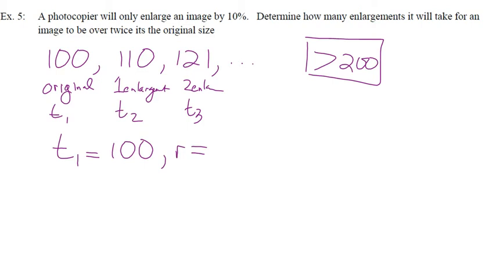1.1. What would R be if we had used 1, 1.1, 1.21, and so on? What's R in this case? Also 1.1. Okay. So our R value doesn't matter what we started with, right? Start with 100% or we started with 1 and I want it to be greater than or equal to 2. The R value is 1.1. Okay, what's T sub n?